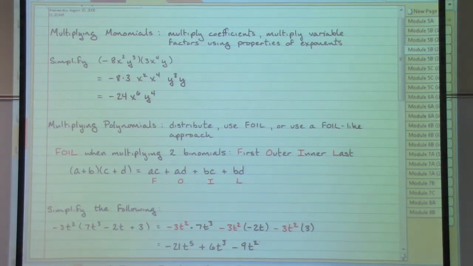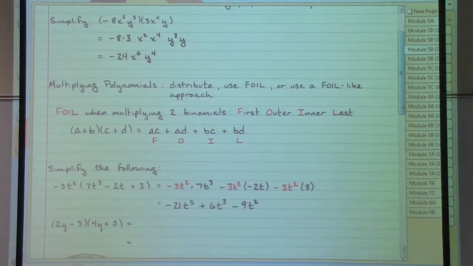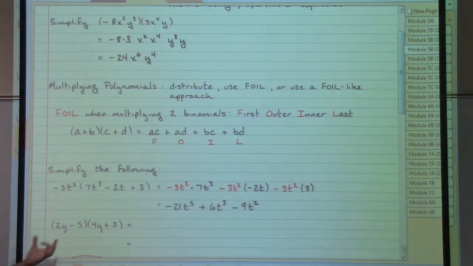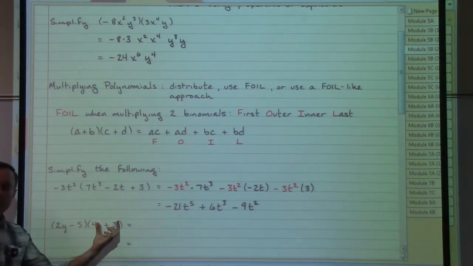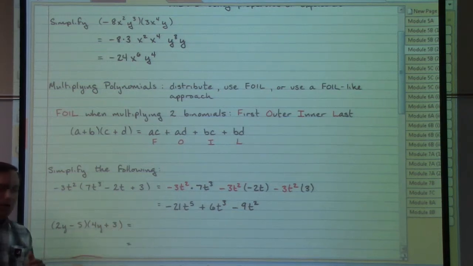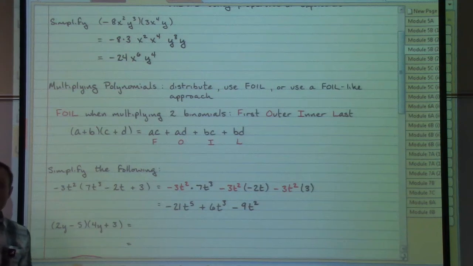Take a look at an example here so that you can see what's going on one little piece at a time. So in this next example, notice that the first set of parentheses, 2y minus 5, is two terms. Second set of parentheses, 4y plus 3, two terms. Binomial times another binomial, we can use FOIL.